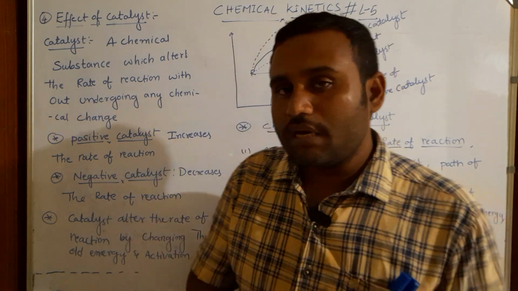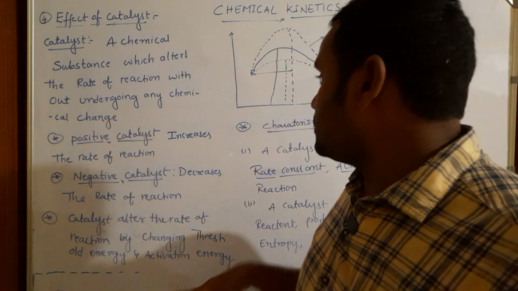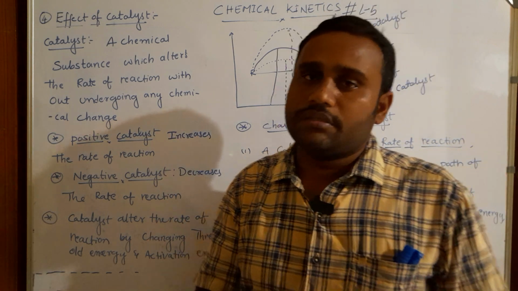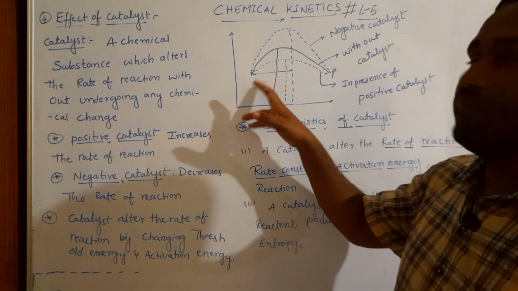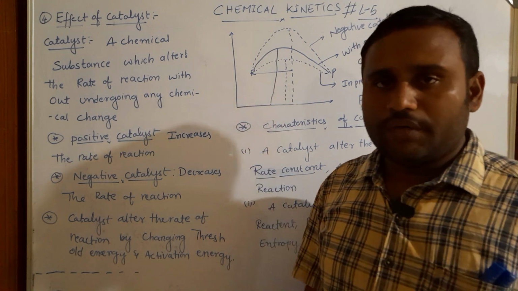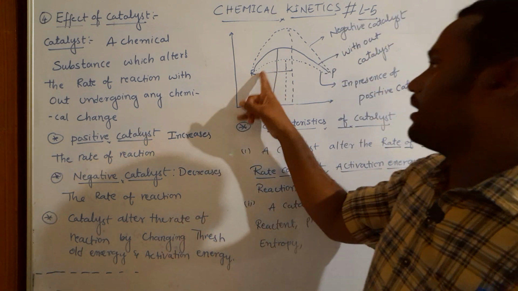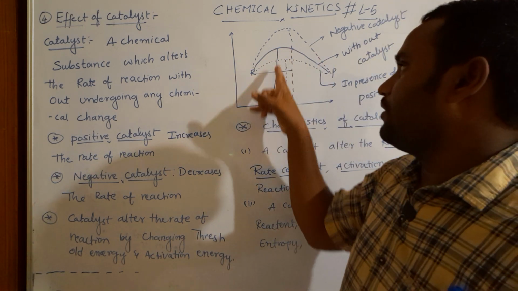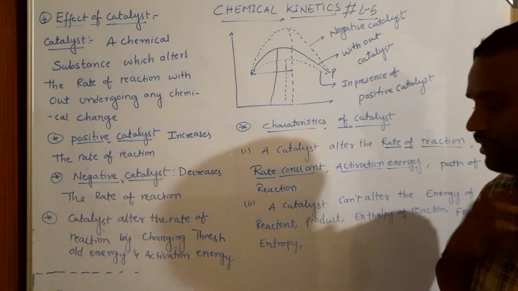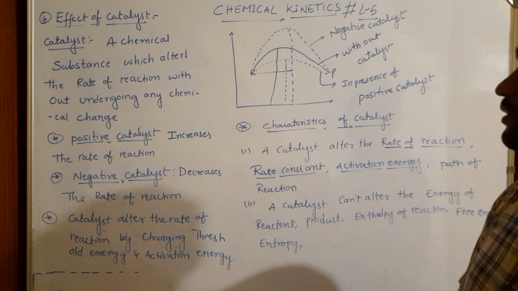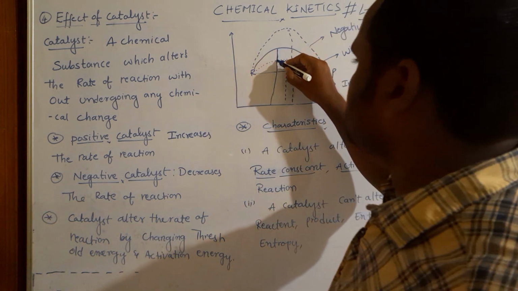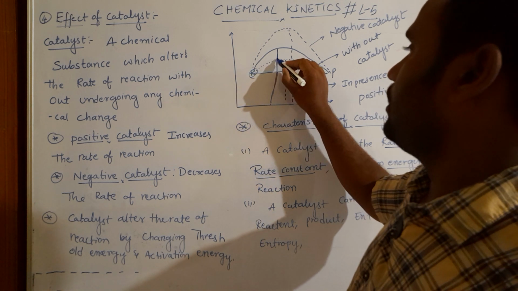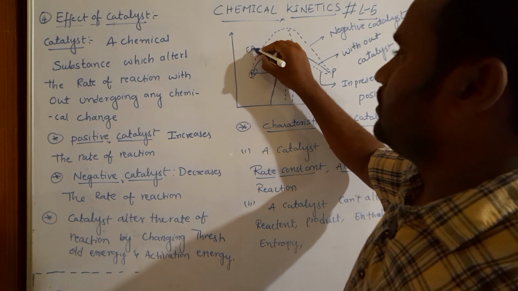So how does a catalyst alter the rate of reaction? A catalyst can alter the rate of reaction by changing the path, or by changing the threshold energy and activation energy. Here we already know from collision theory and transition state theory that if any reactant molecule wants to convert into a product, it should cross a minimum amount of energy. This minimum amount of energy is called threshold energy, and the extra energy required by the molecule is called activation energy.